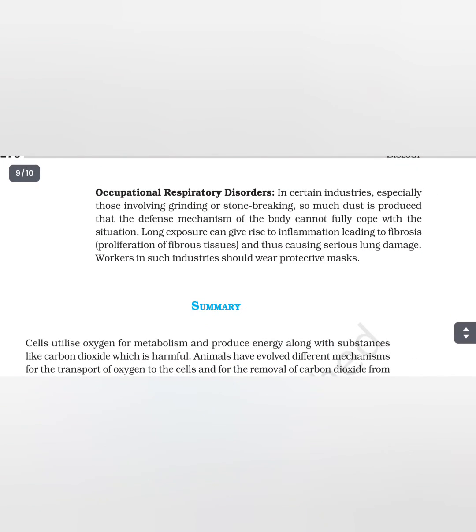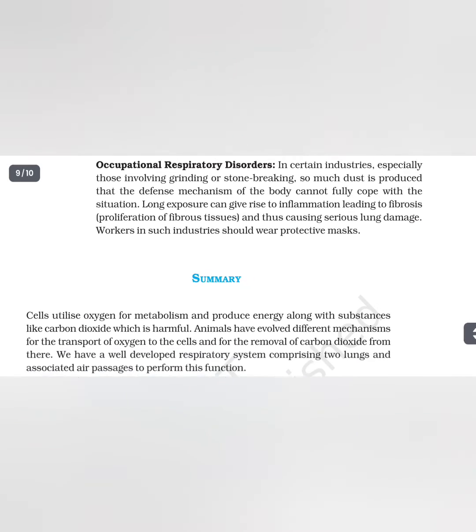Occupational respiratory disorders: in certain industries, especially those involving grinding or stone breaking, so much dust is produced that the defense mechanism of the body cannot fully cope with the situation. Long exposure can give rise to inflammation leading to fibrosis, proliferation of fibrous tissues, and thus causing serious lung damage. Workers in such industries should wear protective masks.